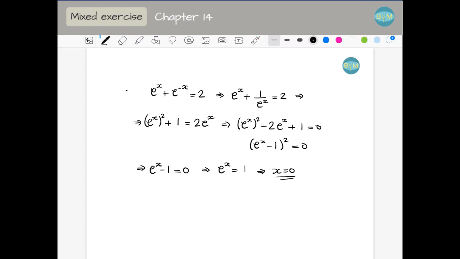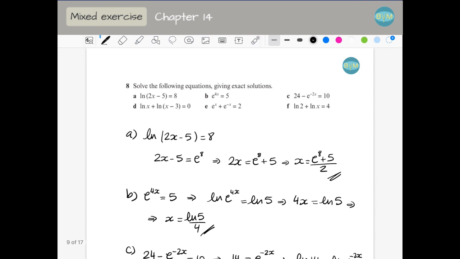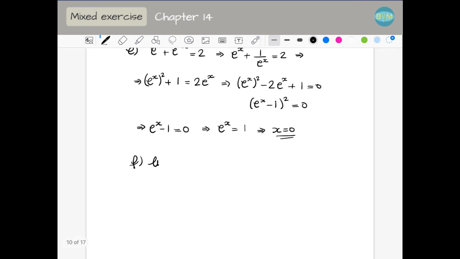This one is e. And the last one, f, is ln 2 plus ln x is 4. Ln 2 plus ln x is 4. So we are going to leave ln x alone because it's the only unknown that I have. Really, ln 2 is just a number, yeah? Ln x is 4 minus ln 2, that means that x is going to be e to the power of 4 minus ln 2, yeah, all together.